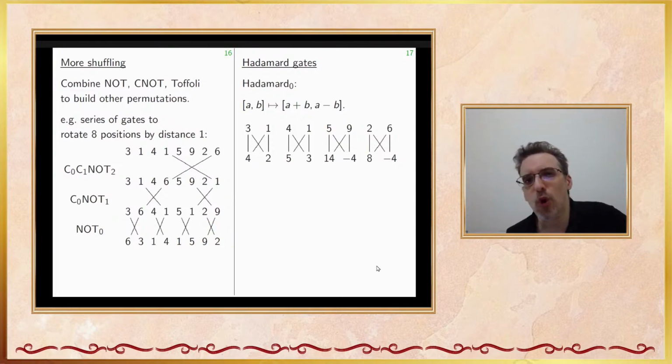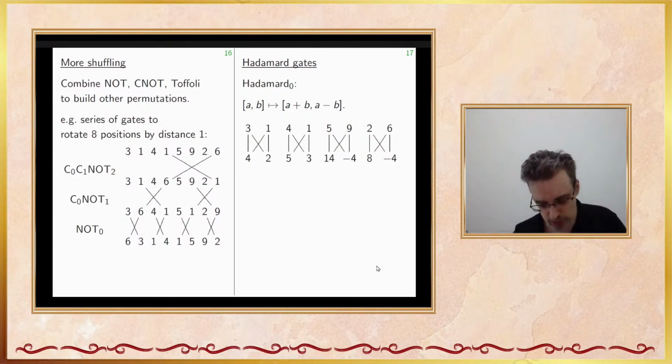Sometimes you'll see people normalizing this and saying, oh, I'd like to divide those by square root of 2 so that I end up with the sum of squares ending up being the same. But okay, let's just not worry about the normalization and say a Hadamard gate is you take a and b, turn it into a plus b, a minus b. For instance, 3, 1 turned into 3 plus 1, which is 4, 3 minus 1 is 2. And 4, 1 turned into 4 plus 1, which is 5, 4 minus 1 is 3, and so on.